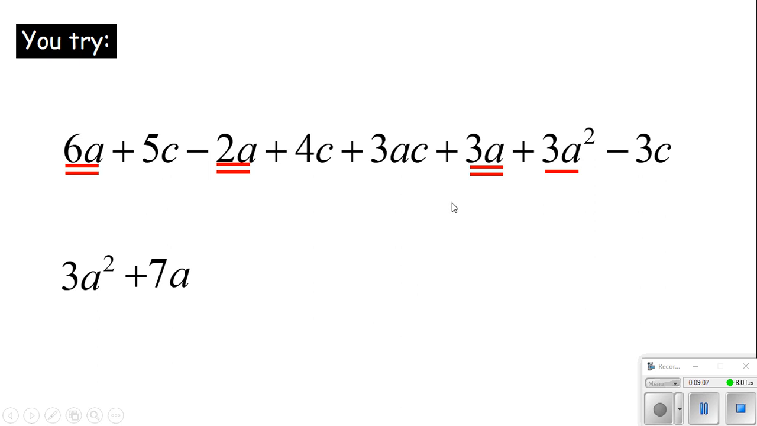There's no b's, so we move on to the c's. We have 5c plus 4c, that's 9c, minus 3c will give us 6c. Finally, at the end, this 3ac, there are no terms like it, so it's just going to get tacked on at the end here, plus 3ac.